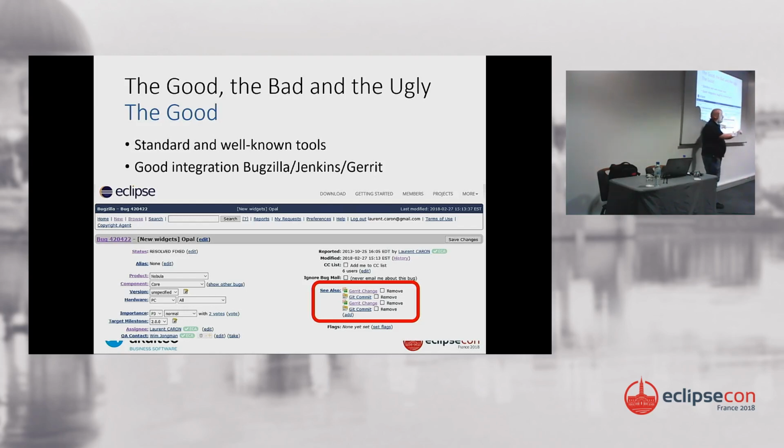So do not forget, file a bug. That's why it's so important. The integration between Gerrit, Jenkins, and Bugzilla is very, very good. And you have the history of the project, so if somebody says, no, I could not accept your contribution for some reason, you can see it. And yes, that's pretty good. So this is a good point.